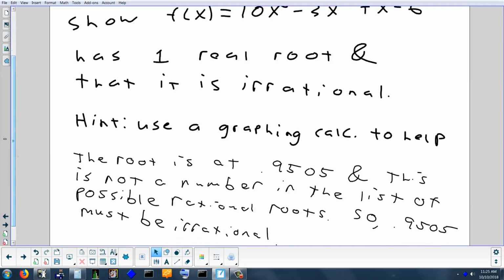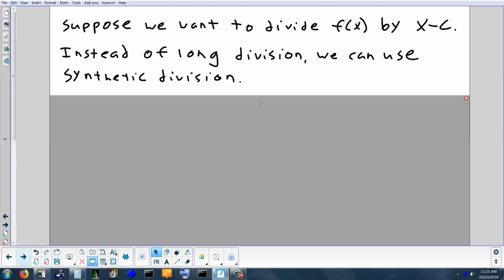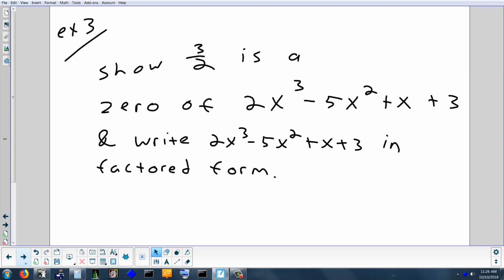So any questions on that? All right. So that's the rational root theorem. Okay? It just gives us a quick way to test for rational roots. Yeah, I think we'll come back to it a little bit more. Let me just jump ahead.